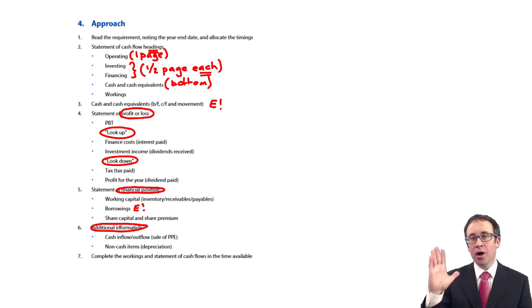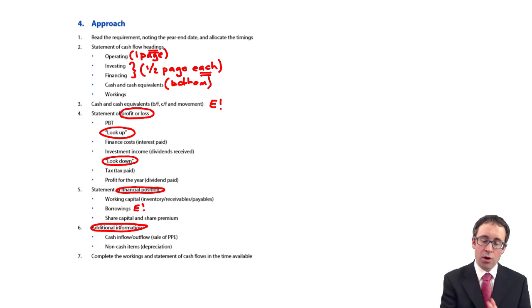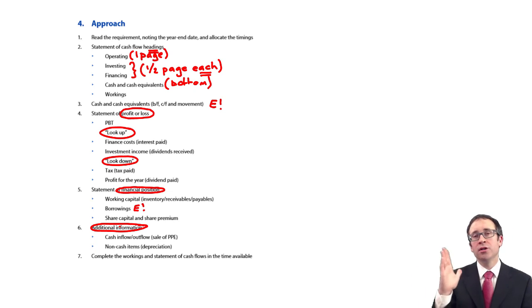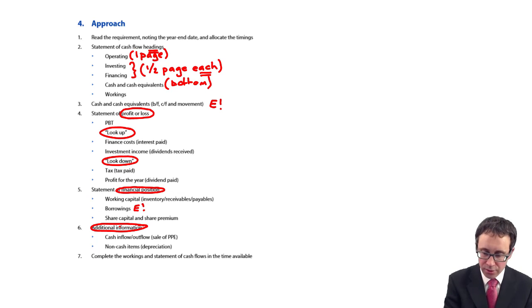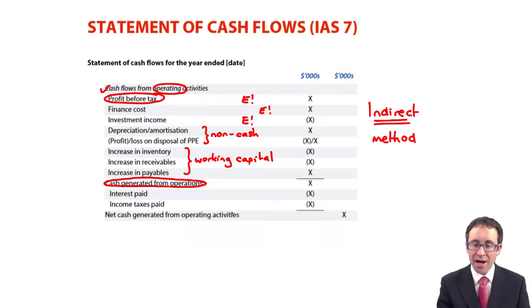We'll see those in the next question. Once you've done that, if there's a bit of additional information that's just too hard, leave it, move on. Don't waste any time on it. Just go through there, complete the workings, transfer the figures into the statements of cash flows, and just make sure that you get the signage right. If it's an outflow, it goes in brackets. If it's an inflow, there are no brackets.